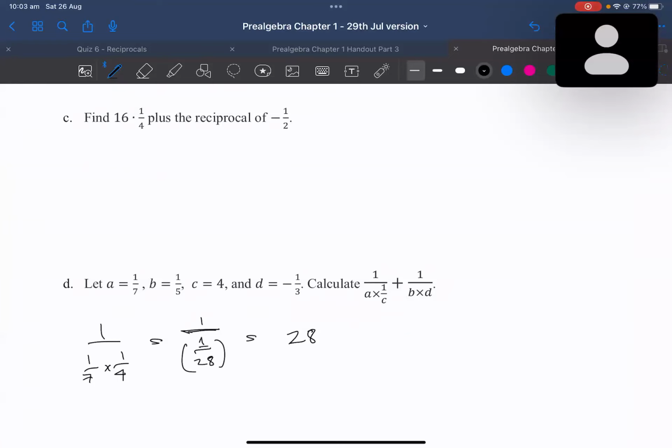Can you guys do a similar part to find what 1 on B times D is? Did you see what I did there? I subbed it in. I got the reciprocal of a reciprocal, and then the reciprocal of 1 on 28 is just 28, because with a reciprocal of a reciprocal, you go back to the starting number. You do the same thing. Can everyone else find what 1 on B times D is?